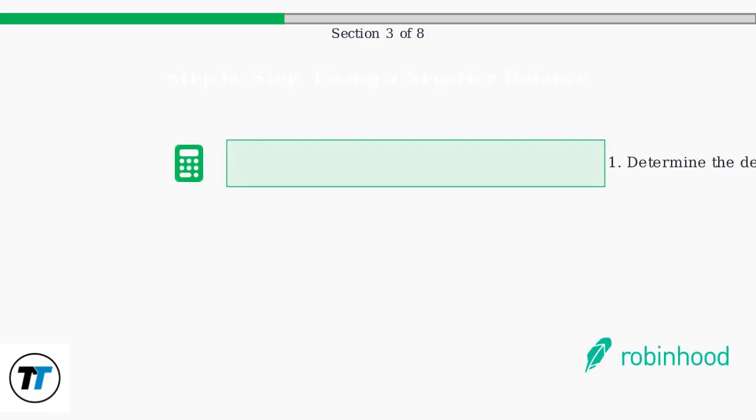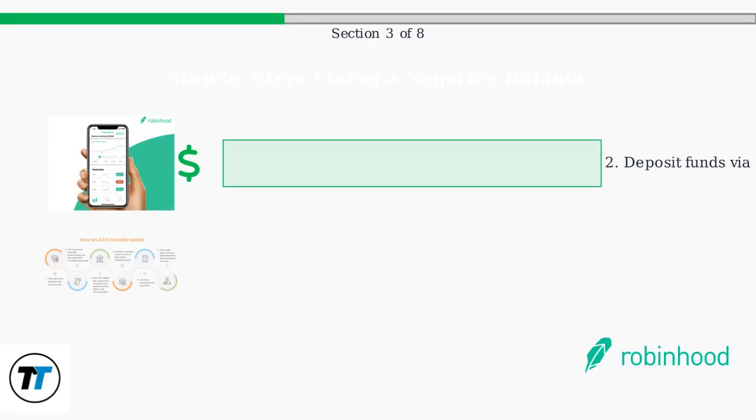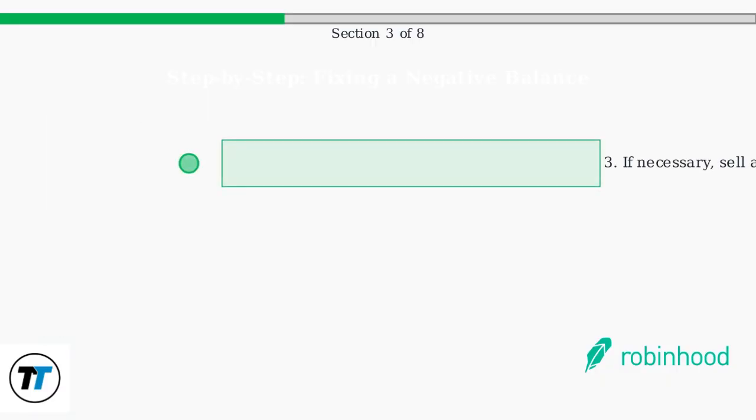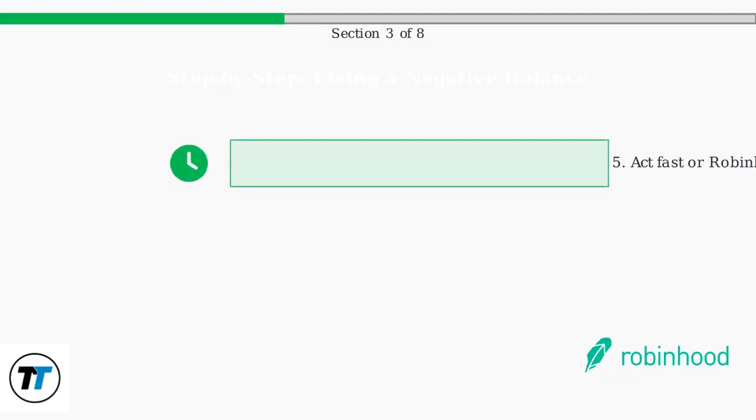First, determine the deficit amount by checking your Robinhood account or using external tools. Next, deposit funds via ACH, wire transfer, or instant transfer. If necessary, sell assets to cover the deficit. For extensions or hardship waivers, contact Robinhood support via app chat or email. Ensure you act fast, or Robinhood may liquidate positions to cover the debt.